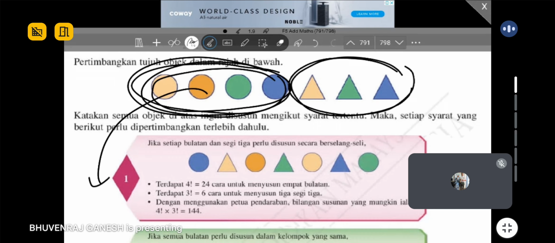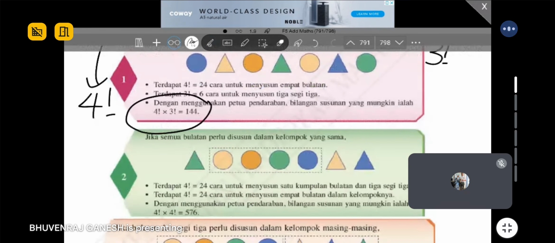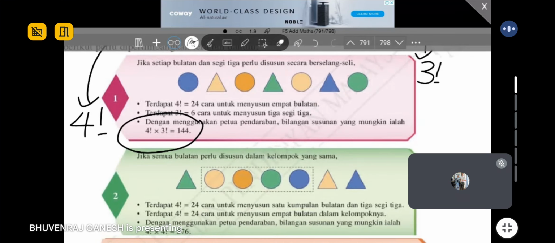Okay, so guys, in between these 4 circles, antara 4 bulatan, they can switch position. Correct? Mereka boleh tukar kedudukan. So 4 factorial. Same with this. 3 triangle, they can switch position. 3 factorial. Boleh faham? Sampai sekarang? Okay, mereka boleh tukar kedudukan antara satu sama lain. So 4 factorial darab 3 factorial.